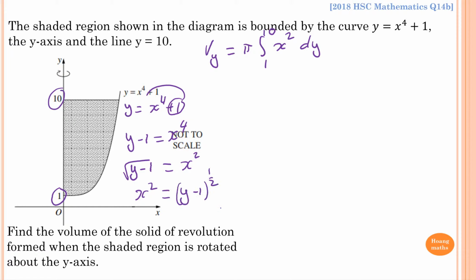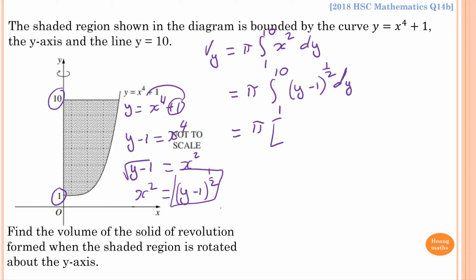So all I need to do now is substitute the x squared in: pi, integrate from 1 to 10, x squared is this, so that means y minus 1 to the power half dy. So now I just integrate.